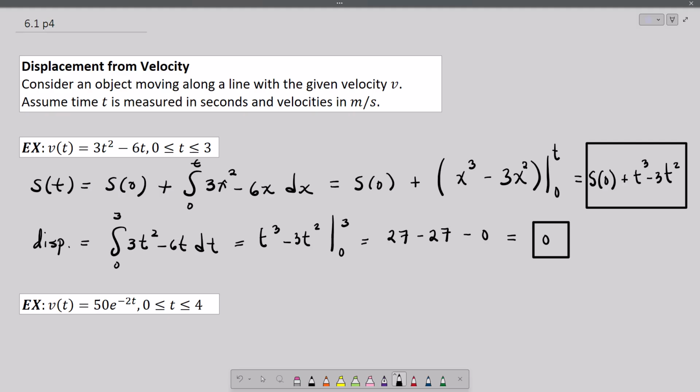So this just illustrates again that if we want to know the exact position, we do need to know s of 0, which we don't know here.